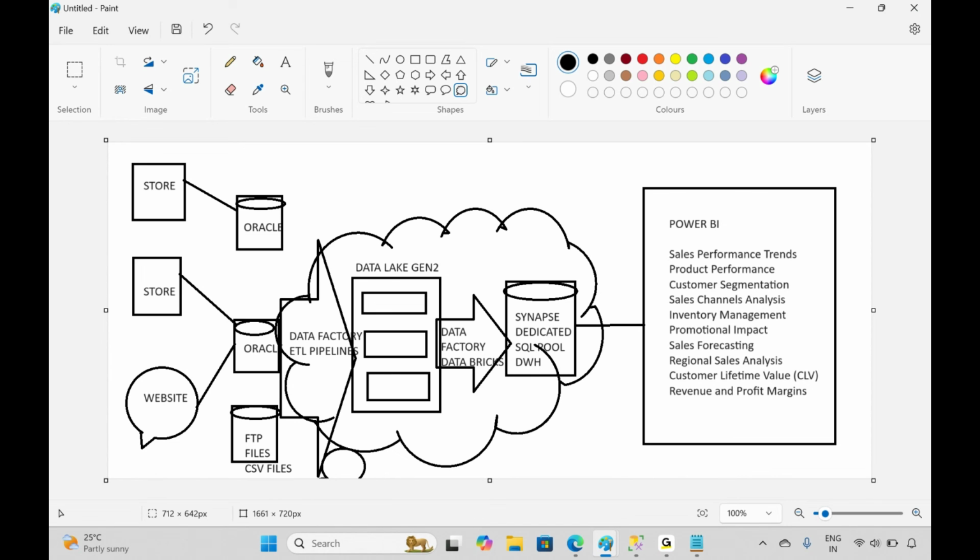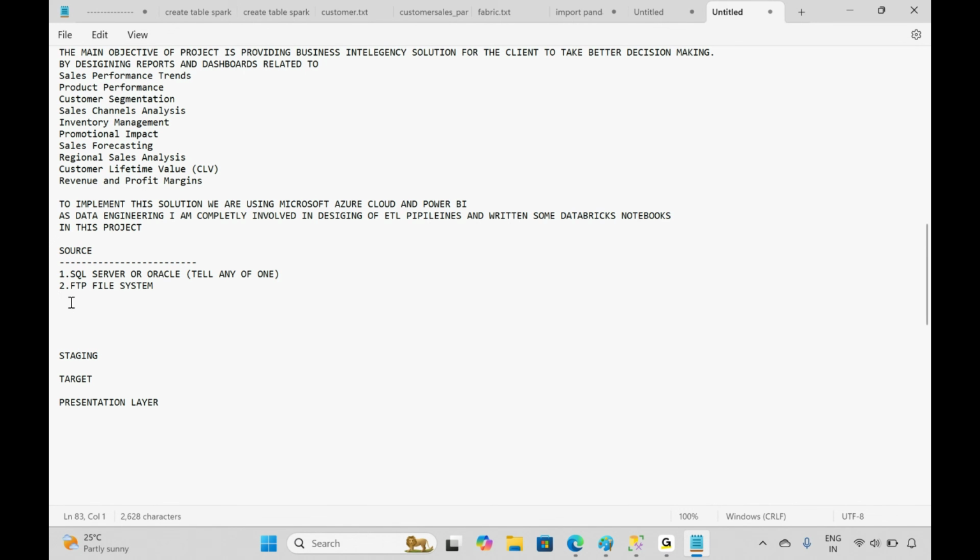Now we need to tell what your source is: Oracle and FTP server files. What is your staging layer? Data Lake Gen 2. What is your target? Synapse dedicated SQL pool. My source is SQL Server or Oracle database. Staging is Data Lake Gen 2. Target is Synapse dedicated SQL pool. The final presentation layer is Power BI.